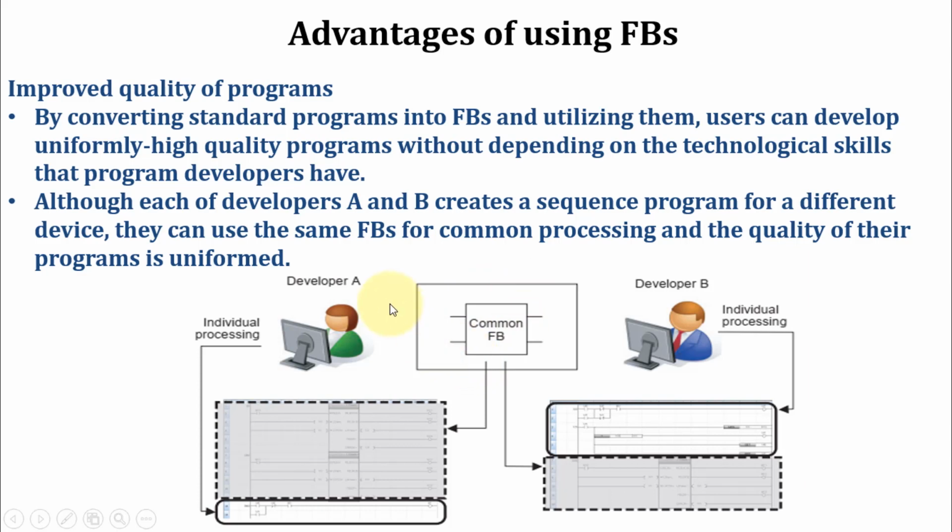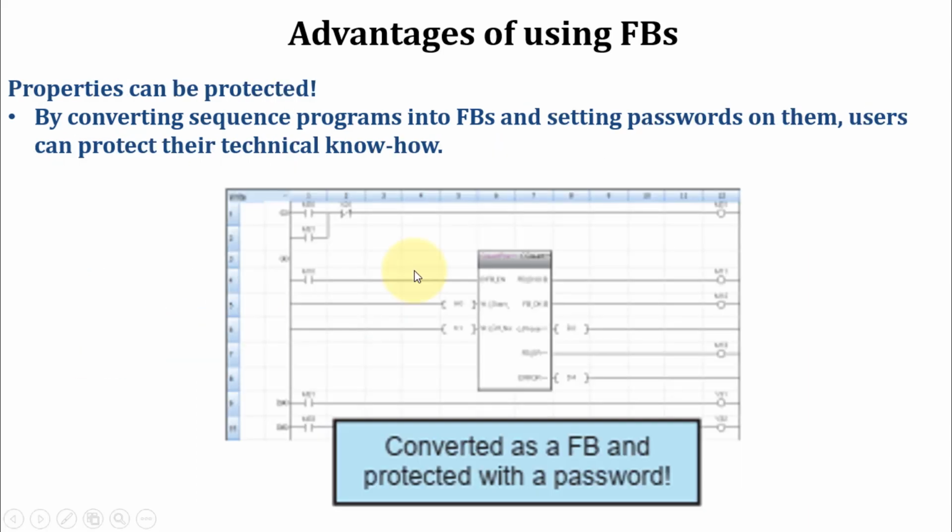In the previous case, when they used ladder programming, the quality of the program depended upon the skill set of developer A. Similarly, the quality of the program depended upon the skill set of developer B. But right now they use a common function block which is available at the manufacturer website. So the quality of the program is automatically improved. Another advantage of function blocks is that we can create custom function blocks and protect them with a password. So we can protect our technical know-how.